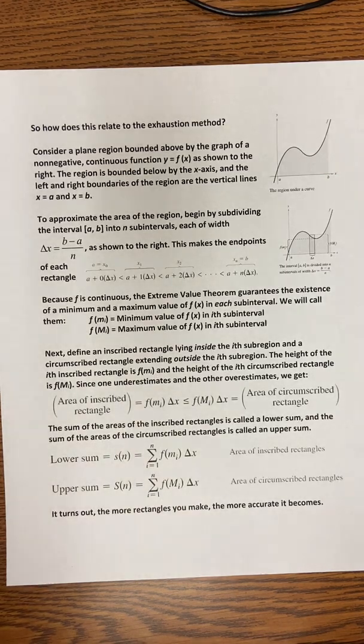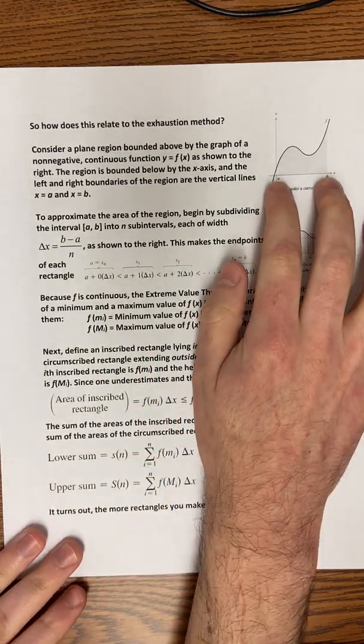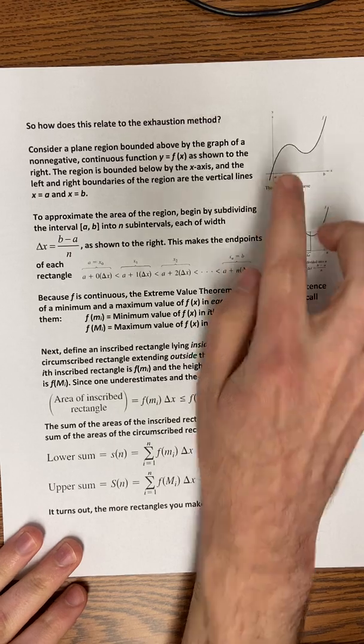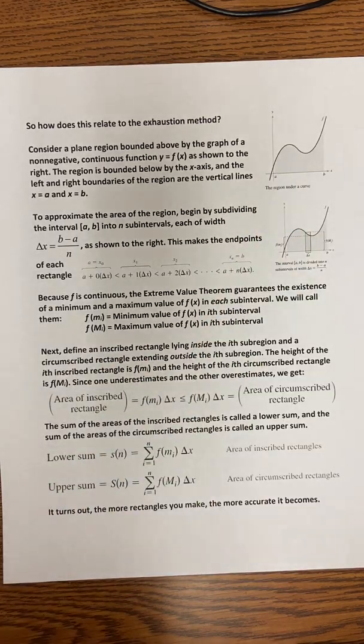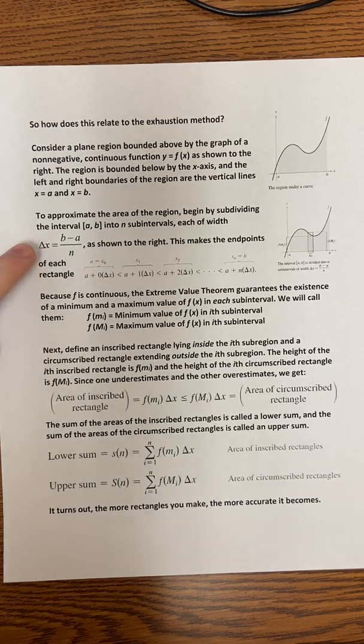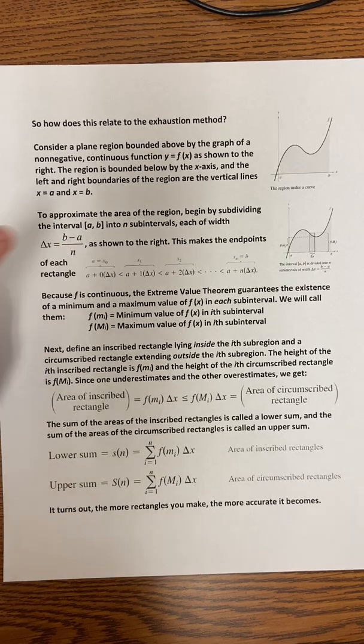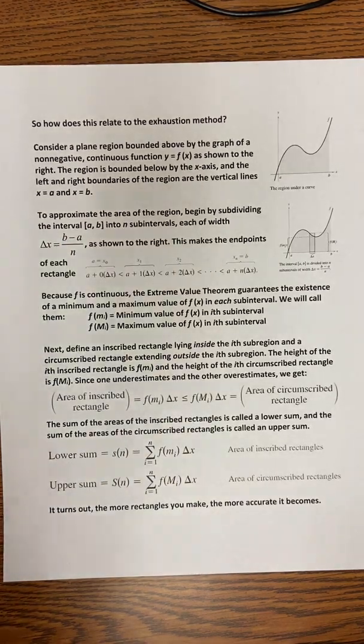Now, each of these rectangles is going to have a certain width depending on how many rectangles we break it up into. So if this width is B minus A, if I'm going to break it up into n evenly sized rectangles, the size of each of these rectangles, which we'll call delta x, the change in the x values from each rectangle to the next, will be B minus A divided by n.